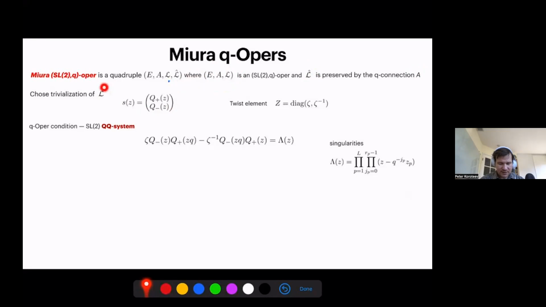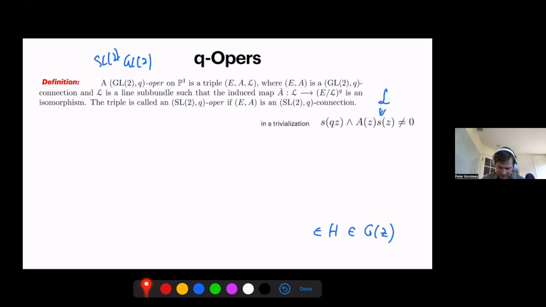So we choose a trivialization L for L, and then I parameterize the components of the section as Q plus and Q minus, and then let the twist element from the Z twistedness condition be equal to the diagonal matrix with zeta and zeta inverse, right? And then you can see that this q-Oper condition is a determinant of a 2x2 matrix, right? So it's Q plus of QZ, Q minus of QZ, zeta.